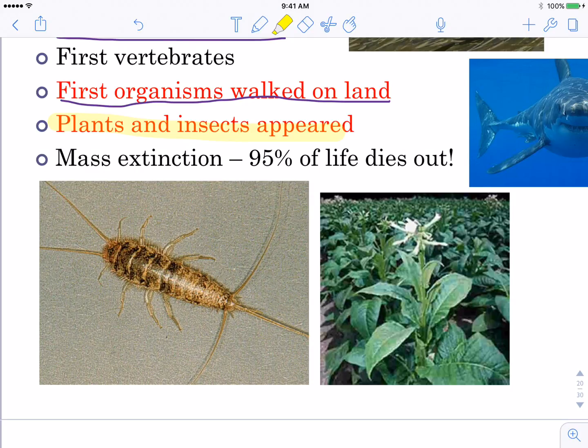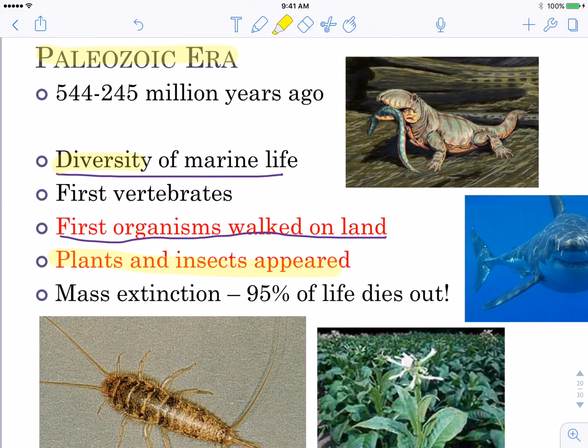It is a favorite. But at the end of the Paleozoic era, sorry guys, I don't mean to be jumping around on you, we see this mass extinction. 95% of life died out. It was really important that not all of life died out, but only 95%, so that we didn't have to start from the beginning again. And so when 95% died out, it left room for a major change to occur. And that's kind of why we've jumped into the next era.